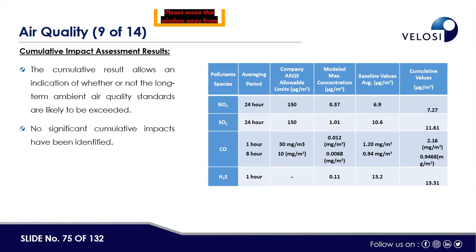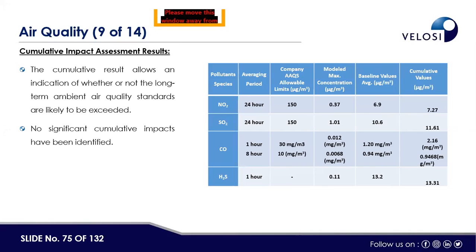And in the same way, for sulfur dioxide, we modeled for 24 hour for the cumulative impact assessment. The ambient air quality standard for oxides of sulfur is also 150 microgram per meter cube, and the model value that we got after the AERMOD modeling is 1.01, and the baseline value we got again from the same table, the data that we have shown to you for the month of January and February, is 10.6, and after combining, the cumulative value is 11.61. So it also shows that the oxides of sulfur will not exceed the ambient air quality standard, and it also complies with the standard.